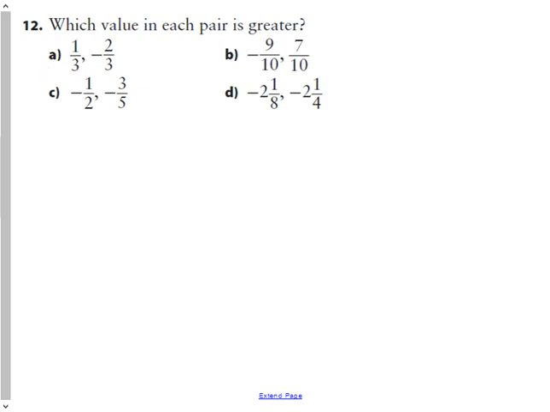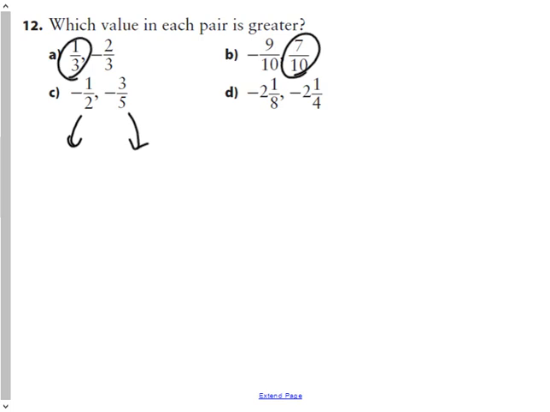Yes, exactly. So the answer for A is 1/3. The answer for B is 7/10 because the other one is negative. Now we have to do some thinking here. What's greater, negative 1/2 or negative 3/5?